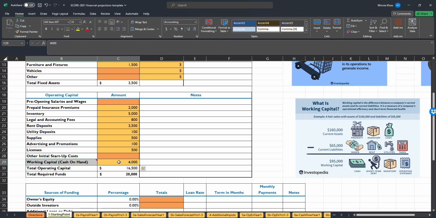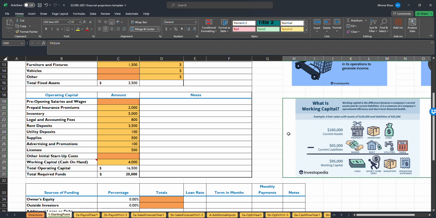Working capital. By definition, working capital is the difference between the company's current assets and its current liabilities. Simply put, let's say current assets is your cash, and the current liabilities is any expenses you have to pay in the next month. So whatever you have left over, that's essentially the money you have to use to run the business. That's what working capital is. This is stuff that's working for you.